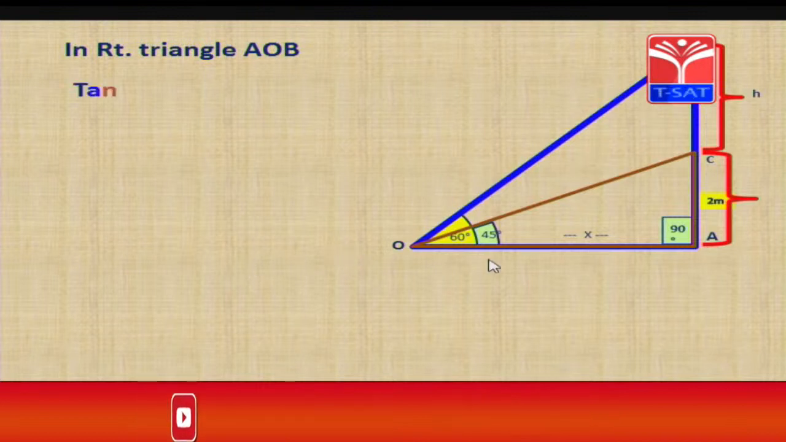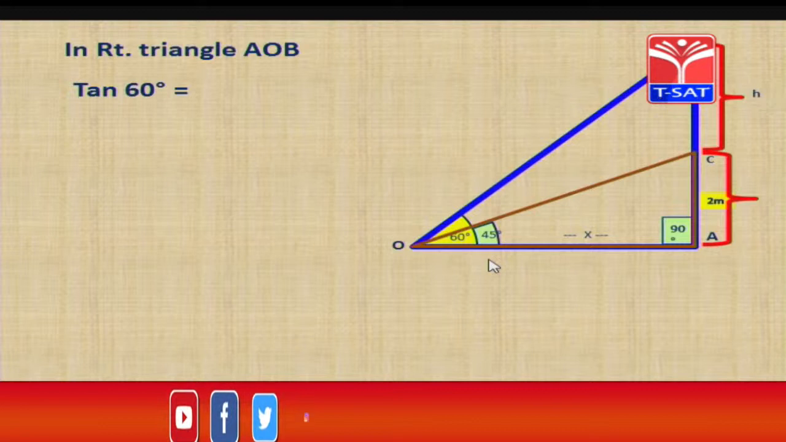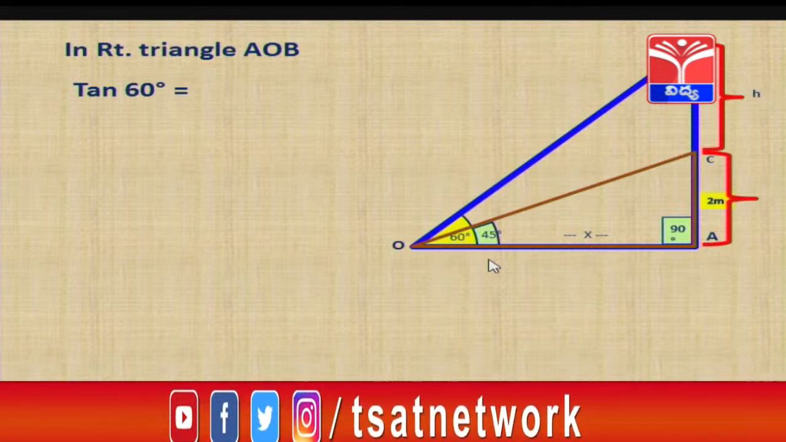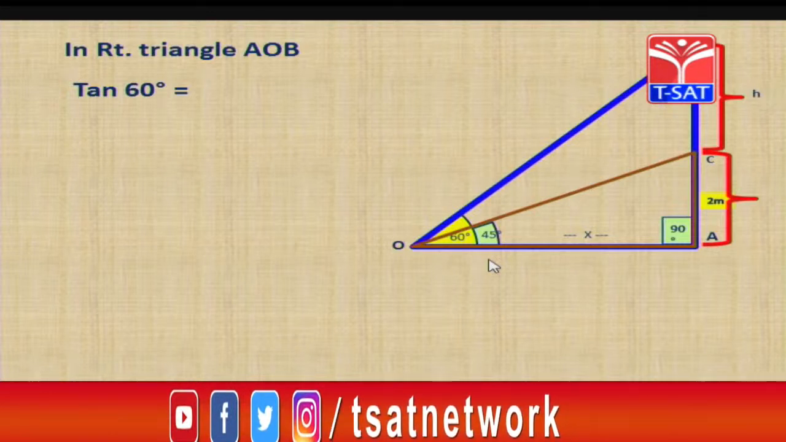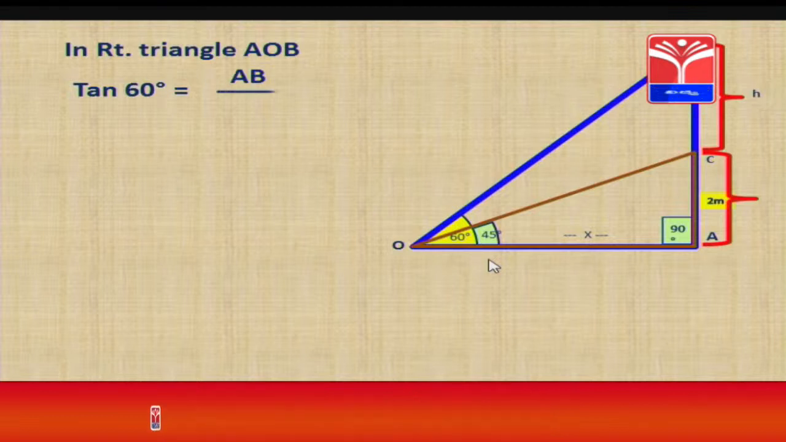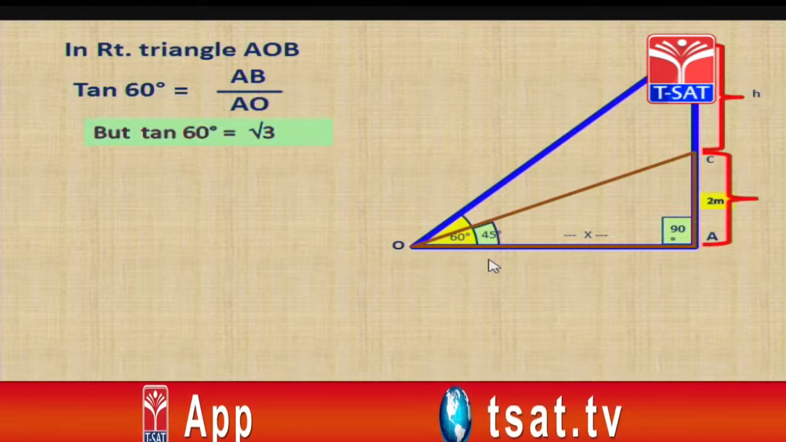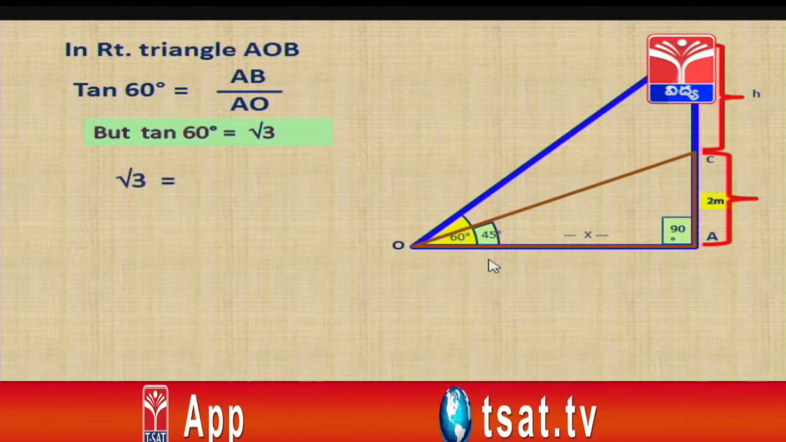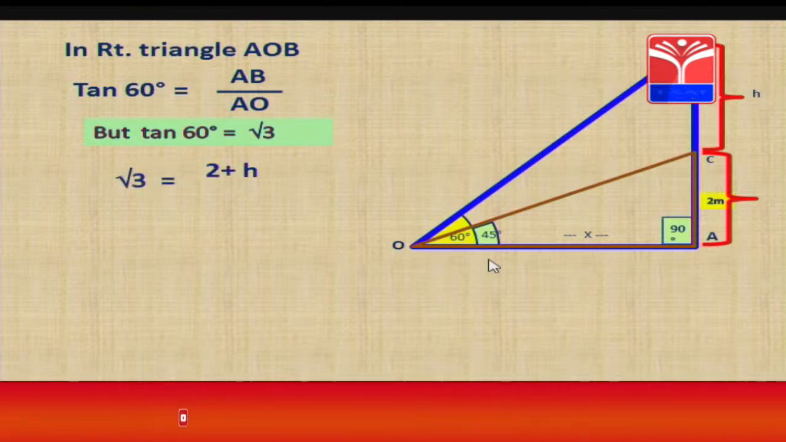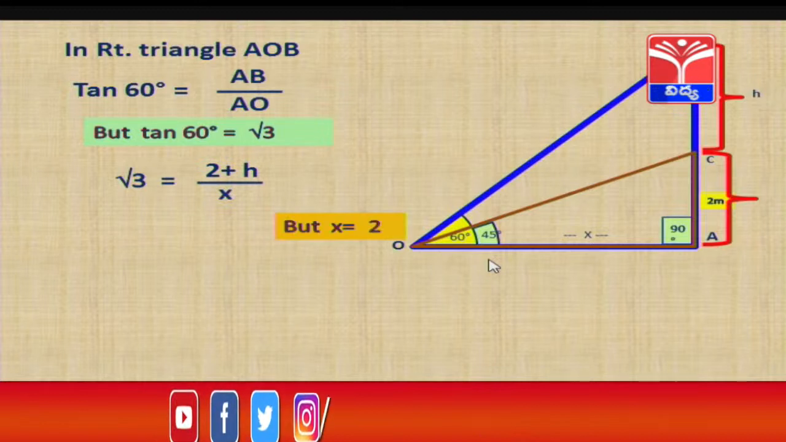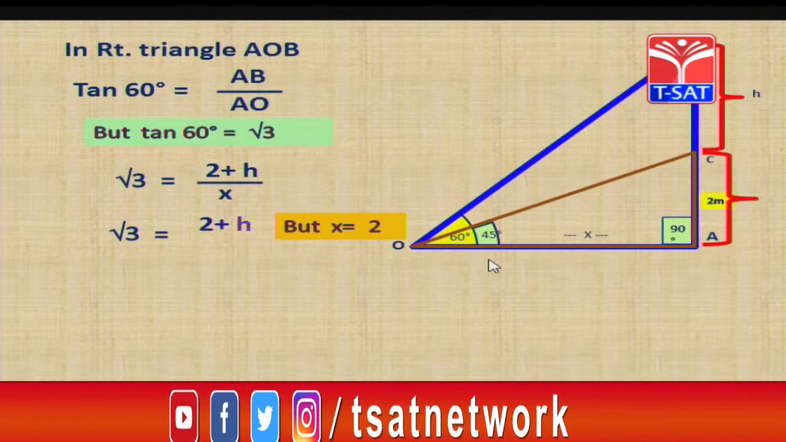In right triangle AOB, tan theta is equal to opposite by adjacent side. So, here theta is 60 degrees. So, tan 60 degrees is equal to AB by AO. Tan 60 is root 3. So, root 3 is equal to AB, which is 2 plus h, by AO, which is x, but x is equal to 2. So, root 3 is equal to 2 plus h by 2.